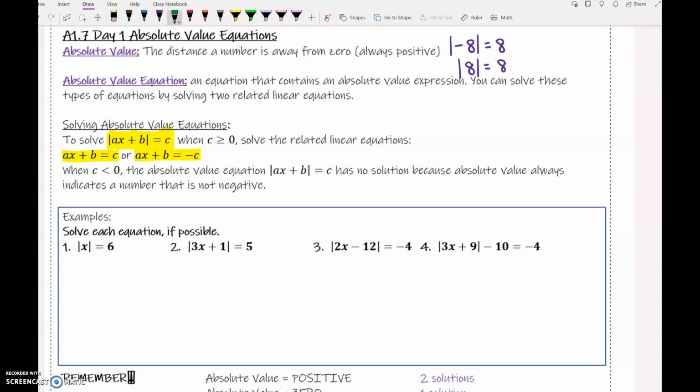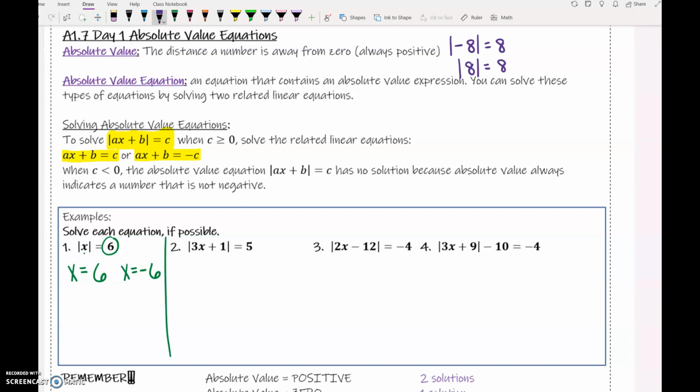So let's start really simple. The absolute value of X equals 6. I want to be 6 units away from zero. Where on the number line are we 6 units away from zero? We are 6 units away from zero at +6 and at -6. So if I put 6 in here, the absolute value of +6 is 6. If I put -6 in here, the absolute value of -6 is 6.